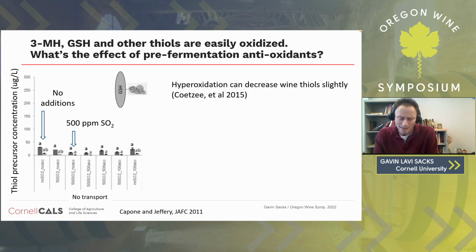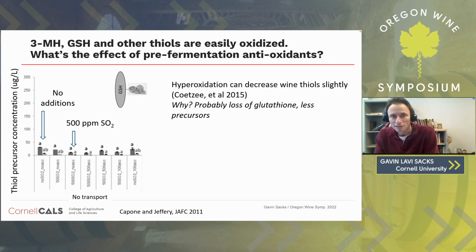One of the things that's surprising is hyperoxidation has a small effect, but not a huge effect. That is, you can intentionally oxidize a juice or must, Sauvignon Blanc, and yeah, there's a small decrease eventually in wine thiols, but it's like 30%. It's not very much. So what's going on?